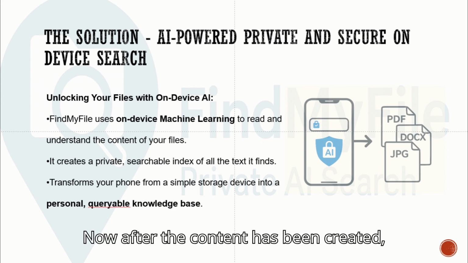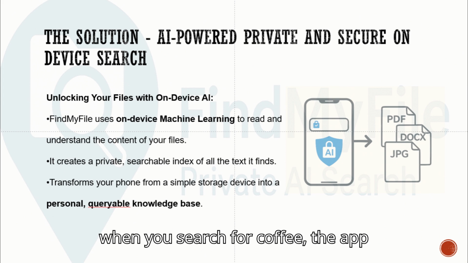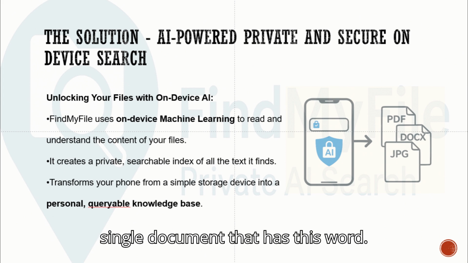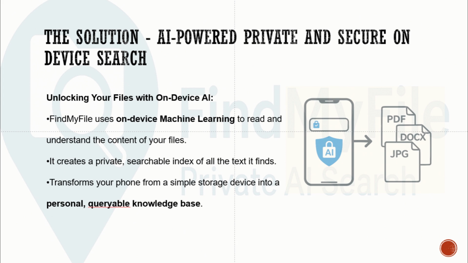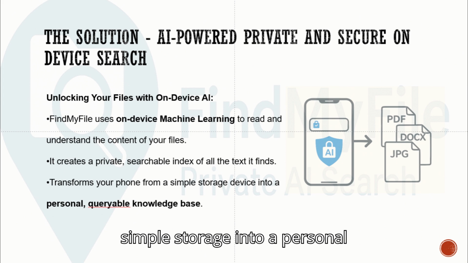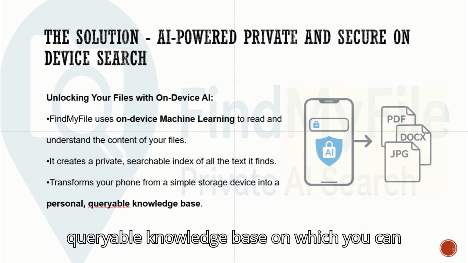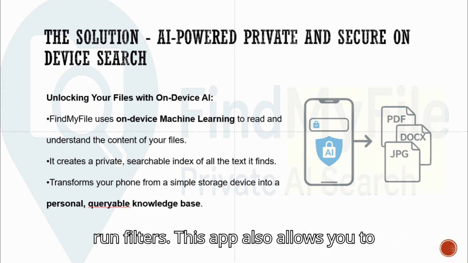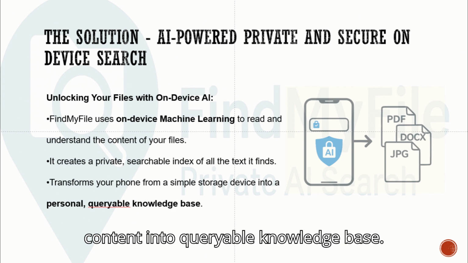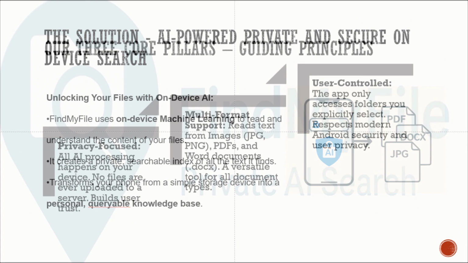Now, after the content has been indexed, when you search for coffee, the app instantly shows you every single document that has this word. It transforms all this content from simple storage into a personal, queryable knowledge base on which you can run filters. This app also allows you to run filters after converting all this content into a queryable knowledge base.